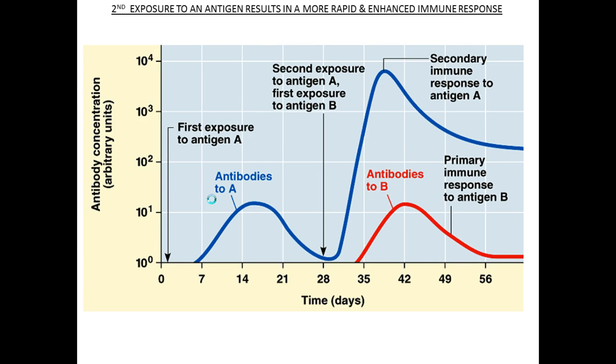So here this graph shows how when you're first exposed to the antigen, it takes time for the immune system to respond and form antibodies. So again, you see the time is between 7 to 28 days. But in the second response, it's much shorter.